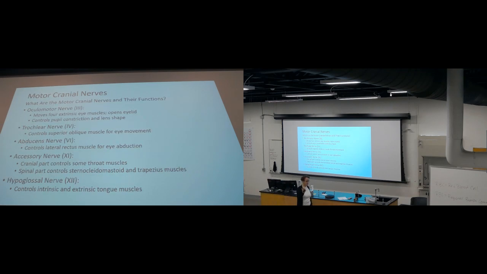So those were the two purely sensory nerves. And now we have motor nerves, cranial nerves. So we have 3, 4, 6, 11, and 12. Number 3 is called oculomotor. Oculomotor helps to move 4 extrinsic eye muscles. You already saw those ones.